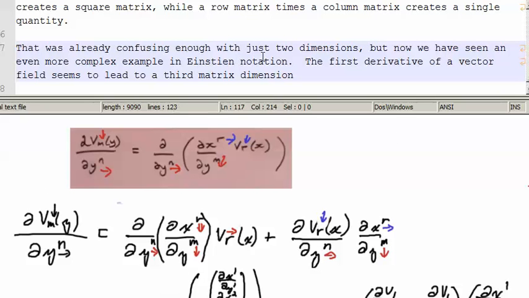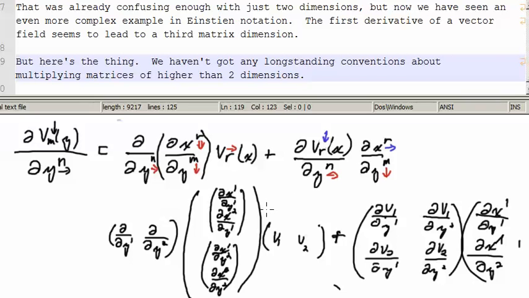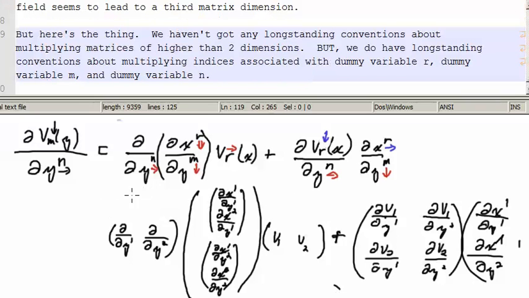So that was already confusing enough with just 2 dimensions, but now we have seen an even more complex example in Einstein notation. The first derivative of a vector field seems to lead to a third matrix dimension. But here's the thing, we haven't got any long-standing conventions about multiplying matrices of higher than 2 dimensions. But we do have long-standing conventions about multiplying indices associated with dummy variables r, dummy variable m, and dummy variable n.